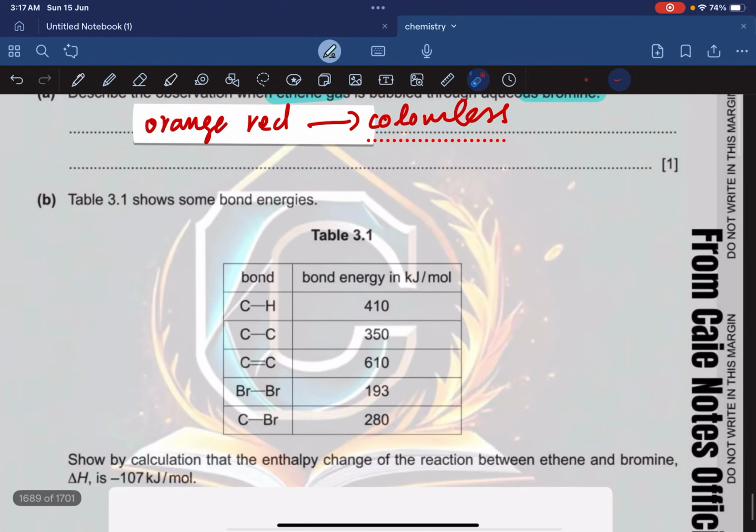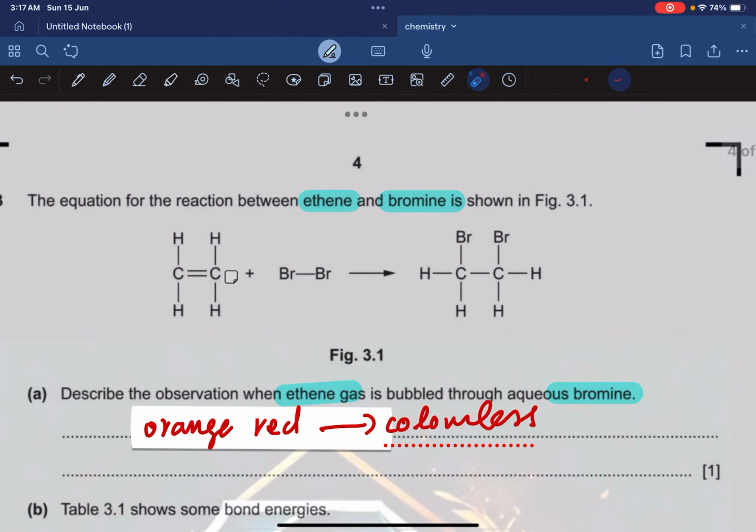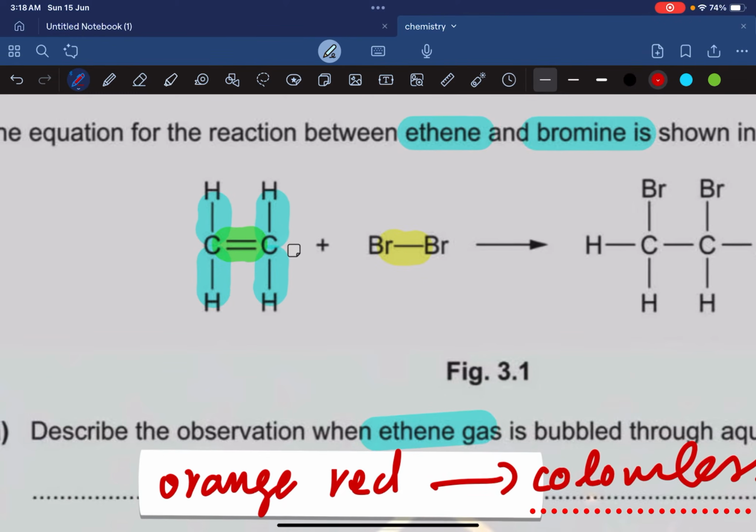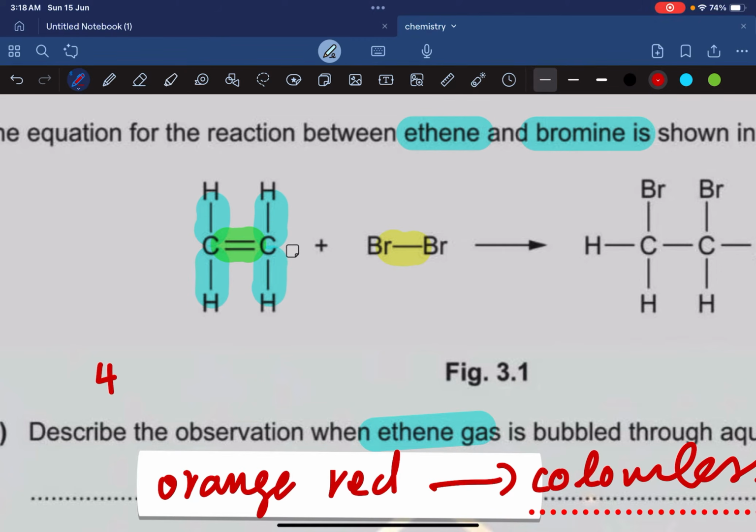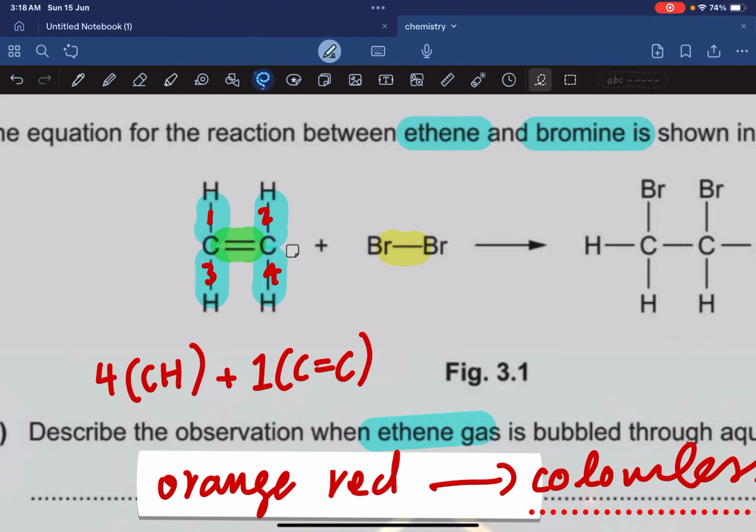Okay, the first thing is going to be the energy that's going to be taken in. Over here what's happening, bonds are being broken. This bond is going to be broken, this bond has to be broken, all bonds we have to break, and this bond as well. So how many bonds are we breaking? Total 4 CH bonds, because this is 1, this is 2, this is 3, and this is 4 CH bonds, plus 1 carbon-carbon double bond. That's what we are breaking till now.